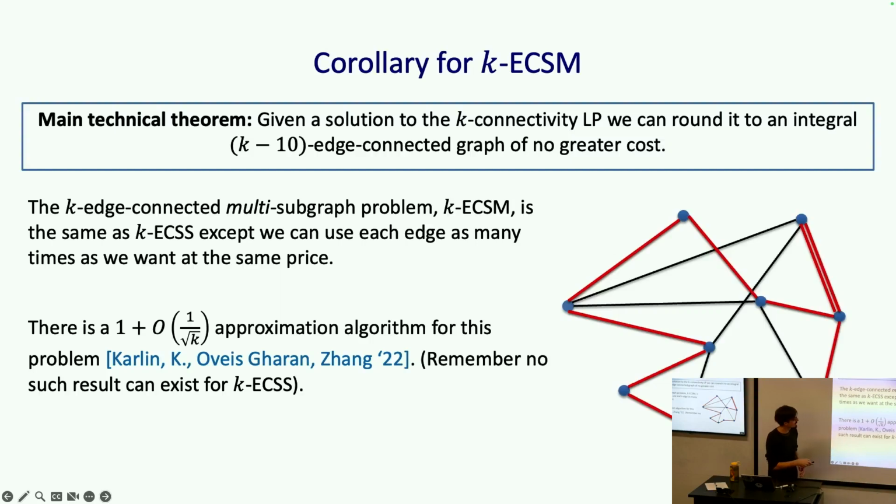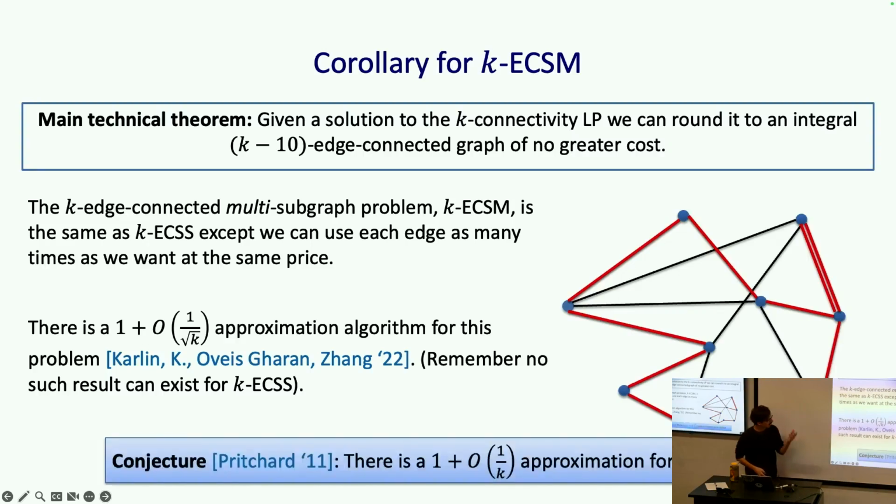And I just want to point out, remember that this result cannot be true for KECSS, because as I said in the beginning, it's APX-hard for all k, right? So if I chose k, you can't get better than a 1.01 approximation even for k equals 1,000,000. And so this would contradict that if it was true for KECSS. But there's an open conjecture, which is that actually this can be improved to 1 plus O(1 over k).